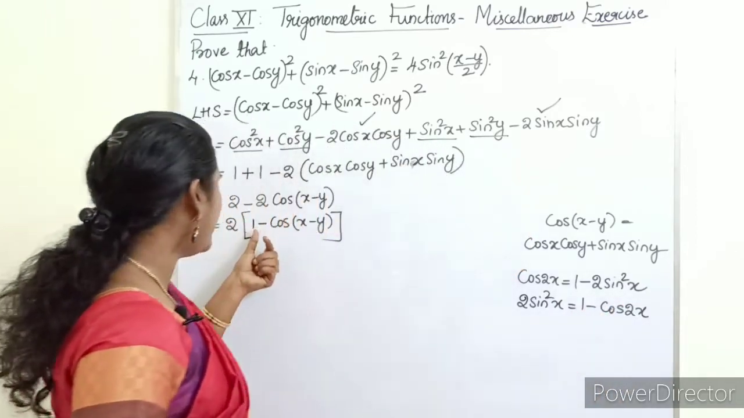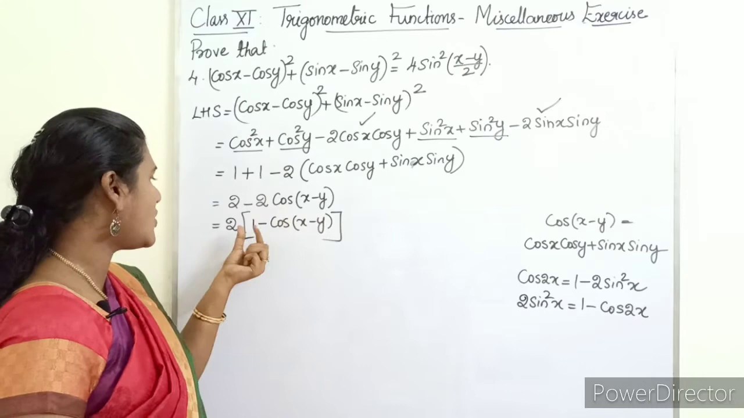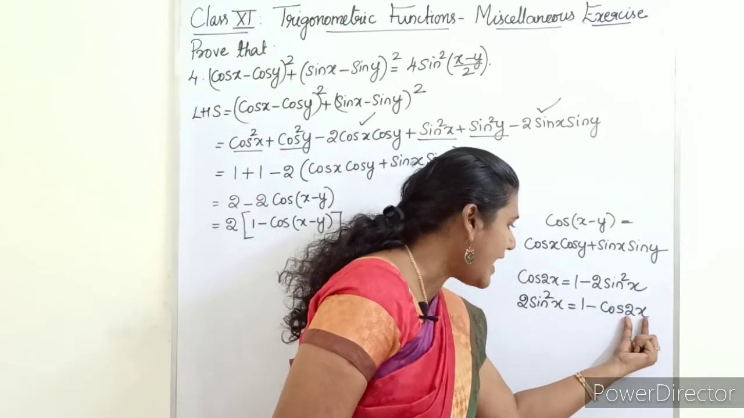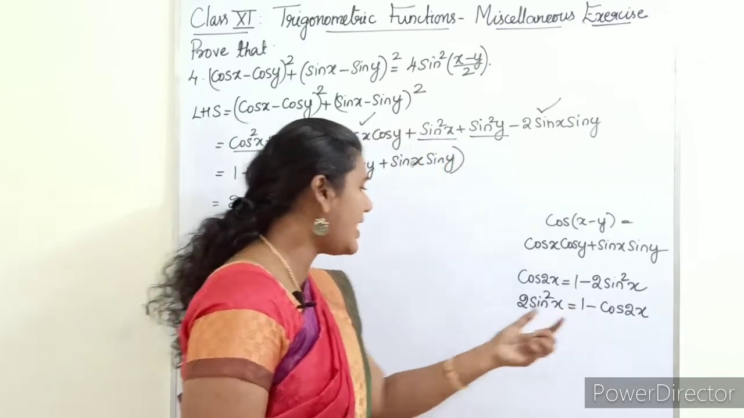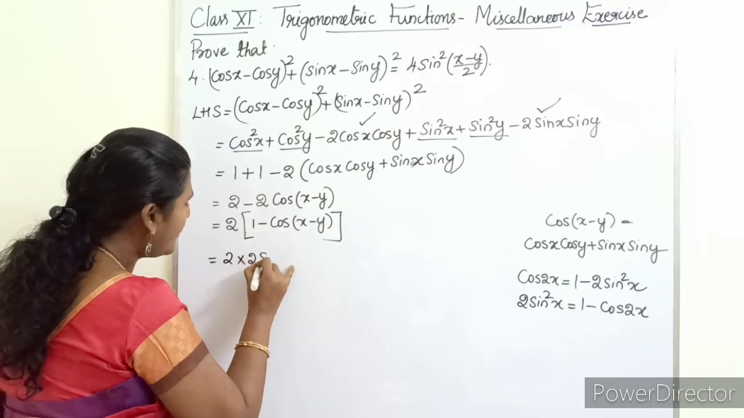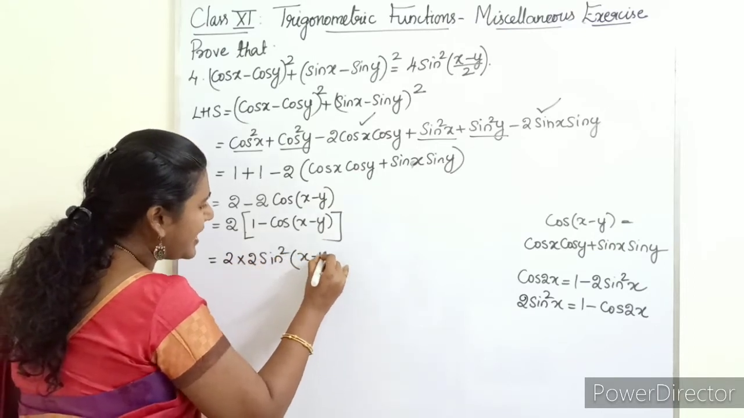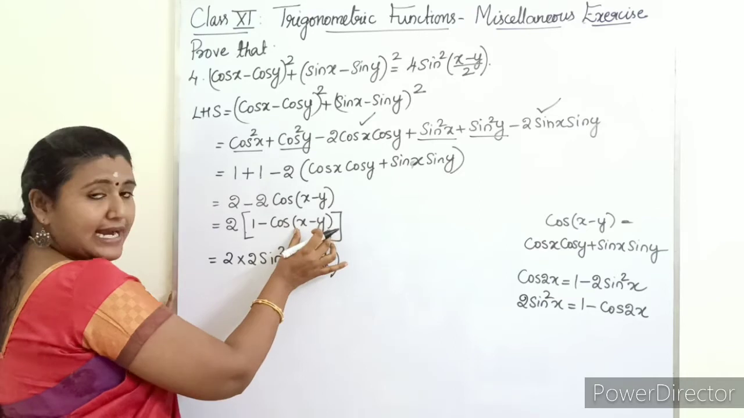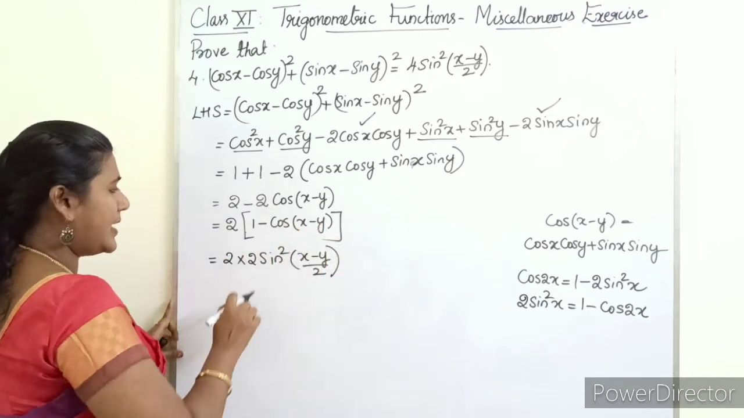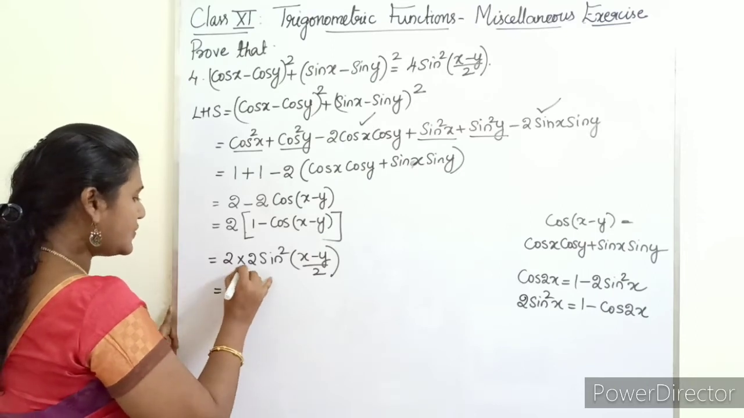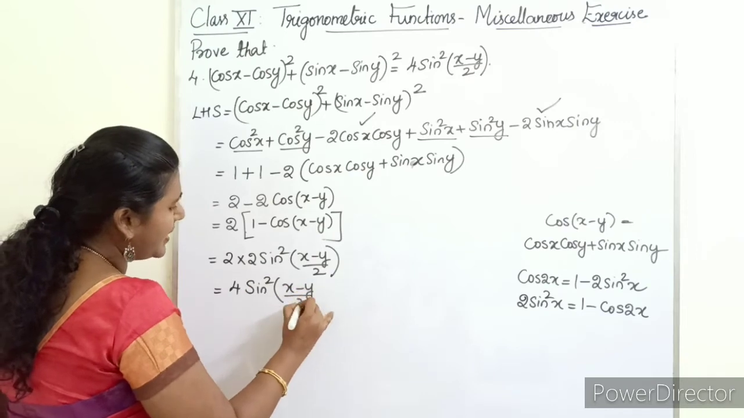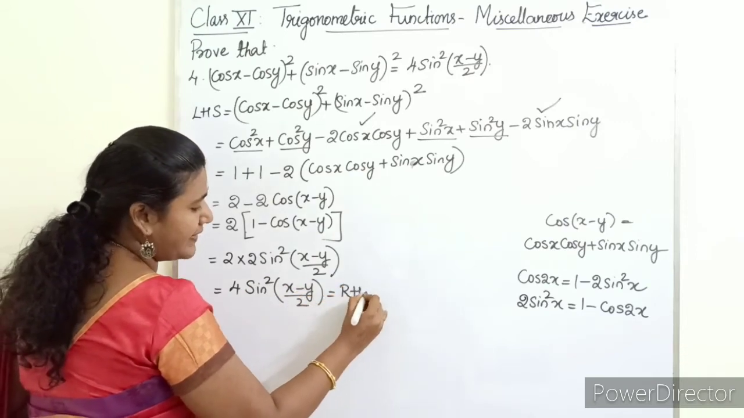So here you see we have the same expression here also, 1 minus cos(x minus y). So what angle we have, a half should come here. According to this formula we can write 2 into 2 sine square (x minus y) by 2. Here the angle is x minus y, so a half should come here, that is x minus y by 2. Now we will multiply these two, 2 into 2, that is 4 sine square (x minus y) by 2. So this is our RHS expression.